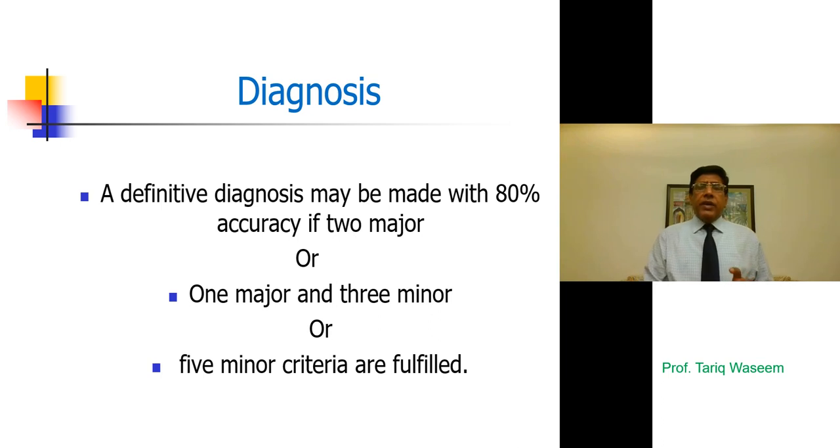The diagnosis of infective endocarditis is seen. It is called definite endocarditis, or at least you can have that, with a sensitivity and specificity of around 80%, when two major criteria are met, which means a positive culture and echo evidence of a vegetation or valve involvement, or the patient has one major and three minor, or all five minor criteria are fulfilled. Then you can say that the patient is suffering from endocarditis.